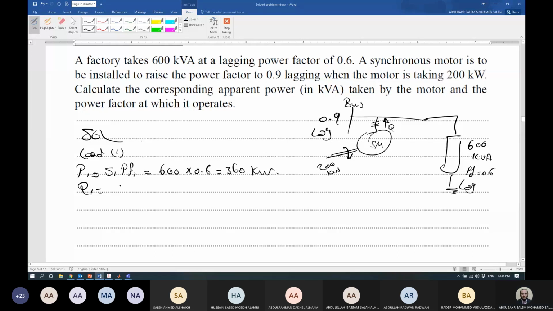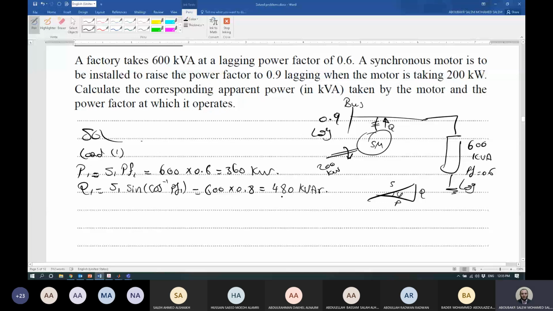But what about reactive power Q1? Of course, this is the power triangle. This is Q, this is P, this is S, and this is the angle phi. Okay? So we can say Q equals S sine phi. Is it right? So Q1 equals S1 sine phi, and phi is nothing but cosine inverse of power factor 1. So we can say now S1, 600, multiplied by sine of cosine inverse 0.6, which is 0.8, which is 480 kilovar. So this is now the power and the reactive power of the load.